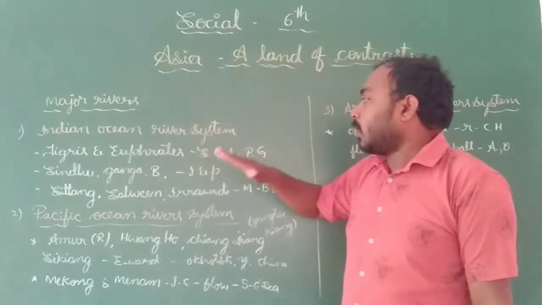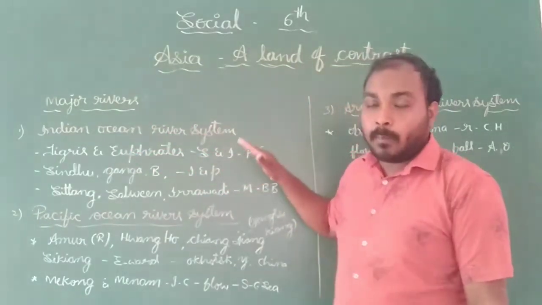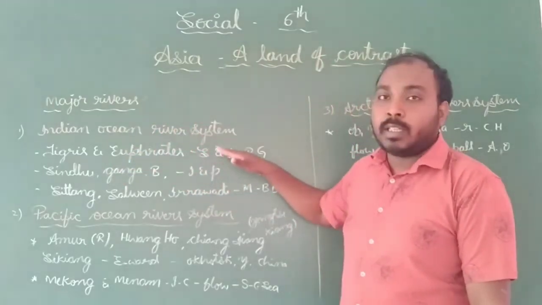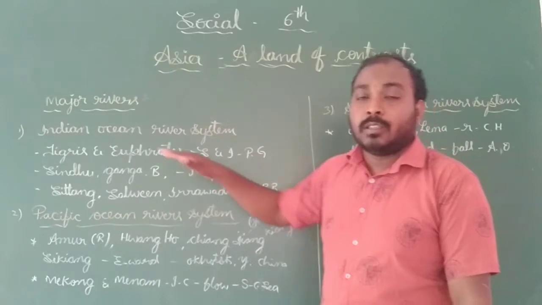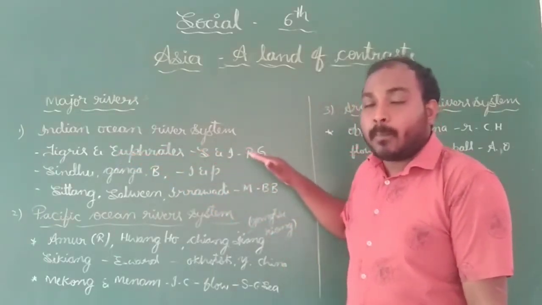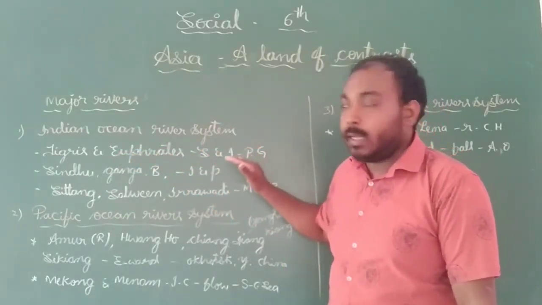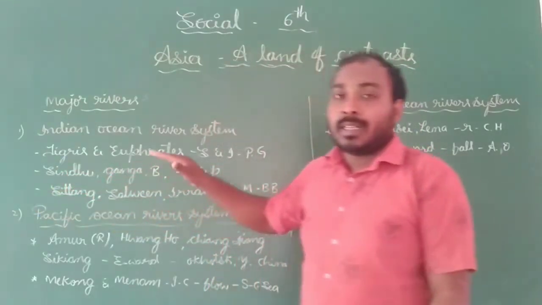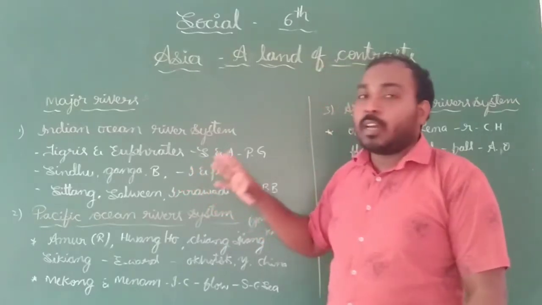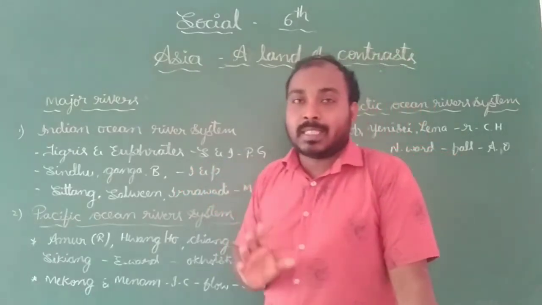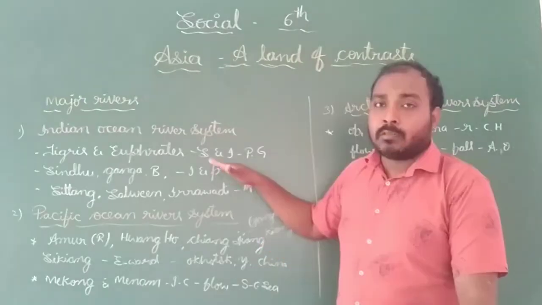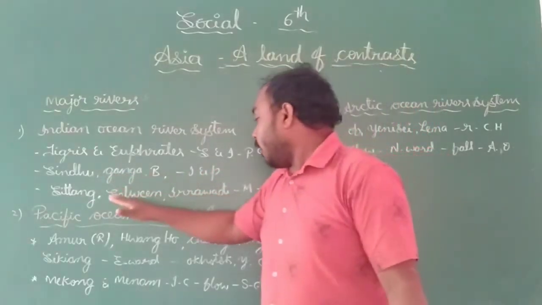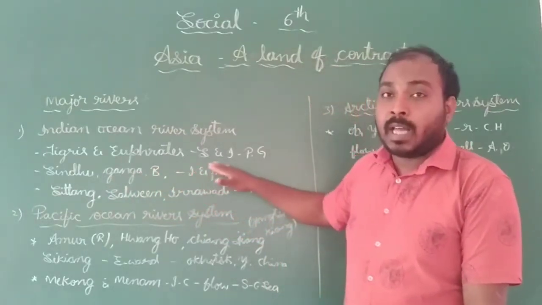The Tigris and Euphrates are found in Syria and Iran. These two important rivers finally empty into the Persian Gulf. Next, the other important rivers are the Sindhu, Ganga and Brahmaputra, which rise in the Himalayan ranges. They flow through Pakistan and finally empty into the Bay of Bengal, and also into the Arabian Sea.